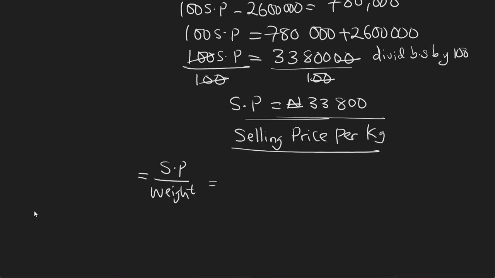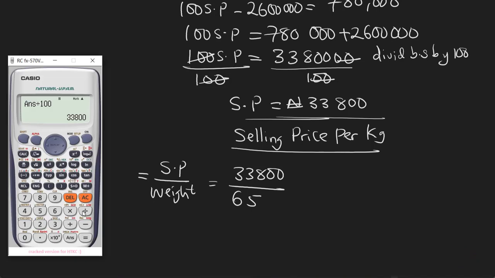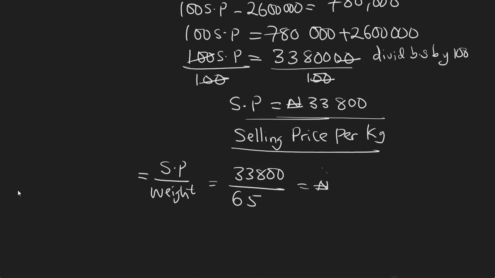So what is the selling price? Our selling price is 33,800 divided by our weight. The weight of the half is what? 65. So let's divide this. This divided by 65 is actually 520 naira per kg. So we have 520 naira per kg. This is the amount per kg, the price of the half of the tomatoes per kg.